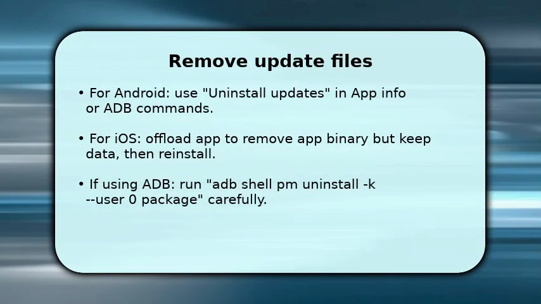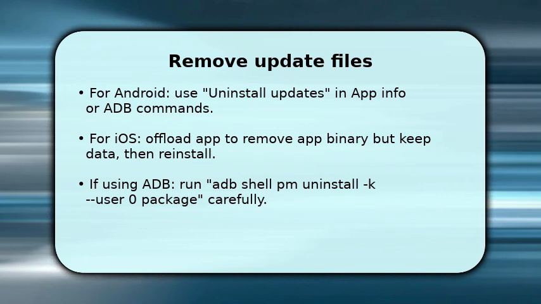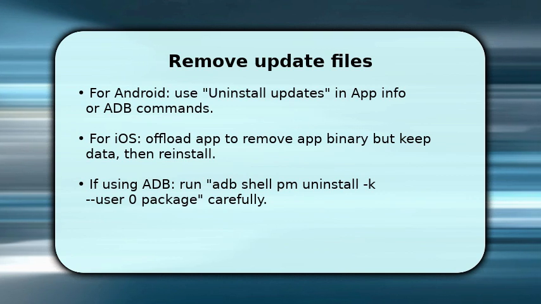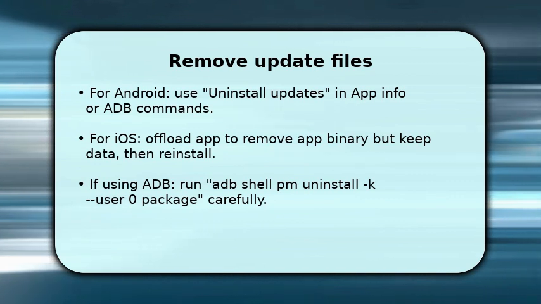You now remove update files. On Android, open App Info and tap Uninstall Updates to revert to factory version. If that option is missing, connect with ADB and run targeted commands to remove updated APK layers. Once done, clear cache and data if you want a clean state, but remember clearing data deletes local settings.